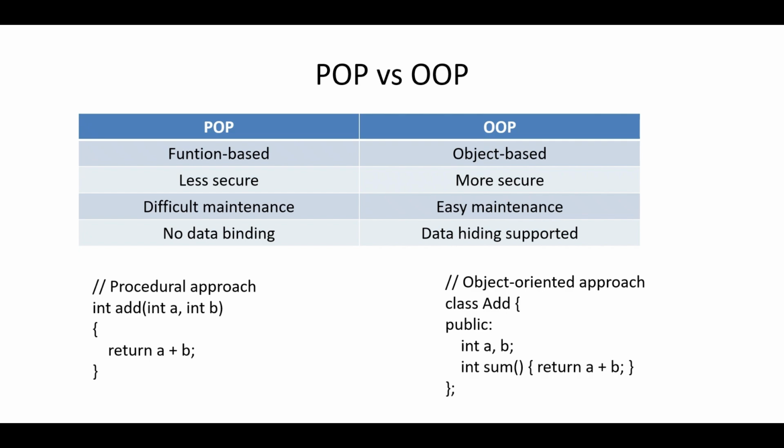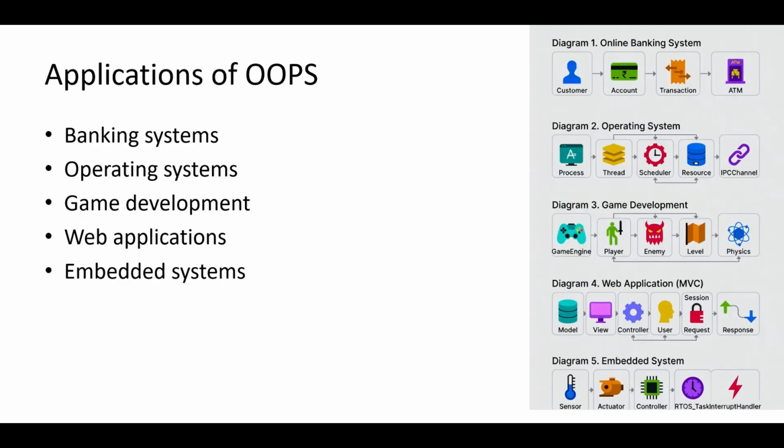Let us compare procedural programming and object-oriented programming. In procedural programming, data and functions are separate. In object-oriented programming, data and functions are bundled together. POP offers limited data security, whereas OOP provides strong data protection. OOP supports better code reuse, scalability, and maintainability. Due to these advantages, most modern software systems prefer object-oriented programming.